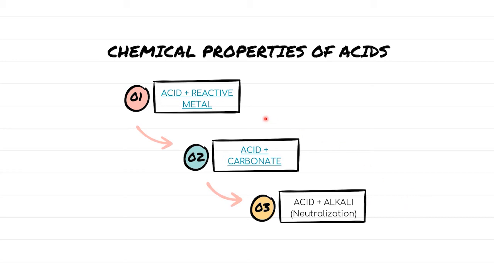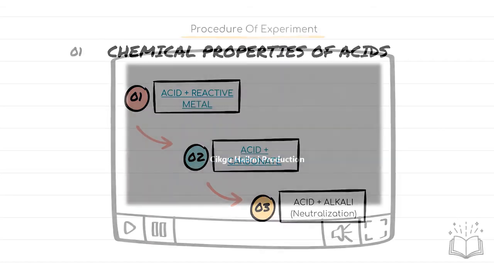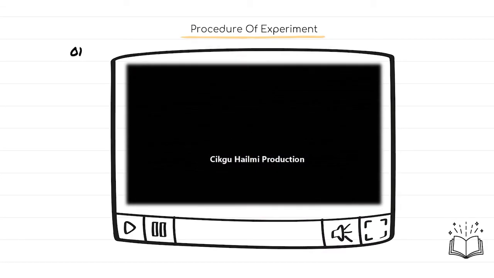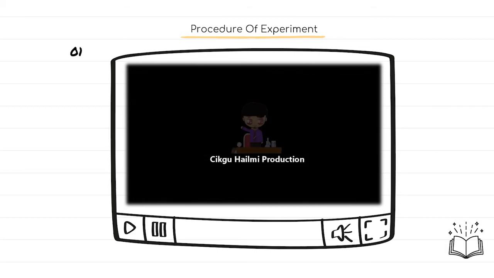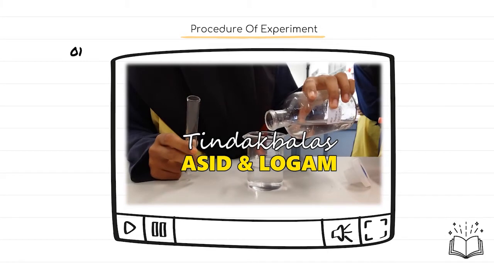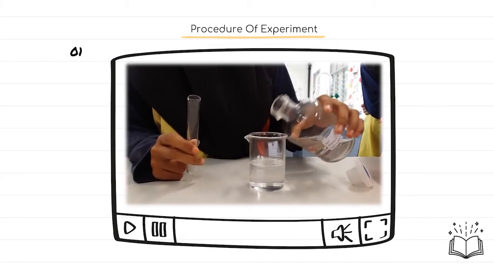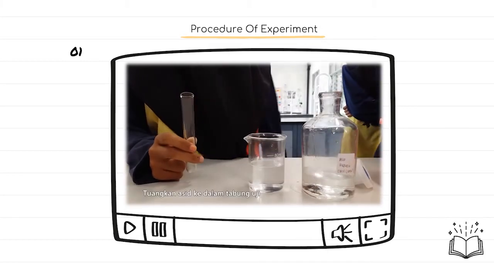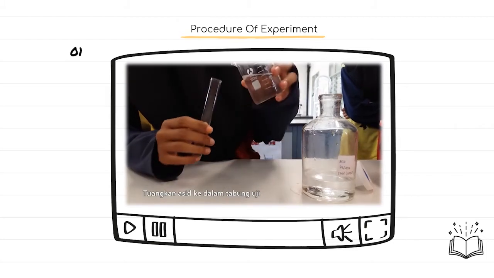So we are going to look at what happens when acid and reactive metal react together, and also when acid and carbonate react together. Here we look at the chemical properties of an acid: when acid and reactive metal react together, they form salt and also hydrogen gas. Here is a bit of video of how the procedure happens.